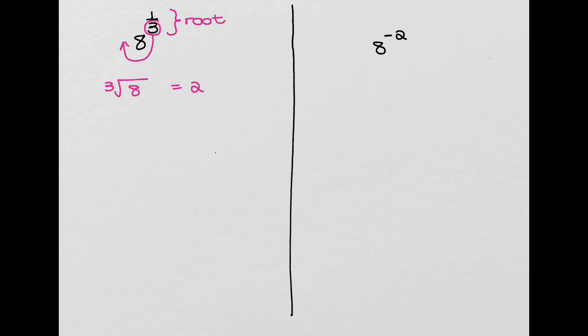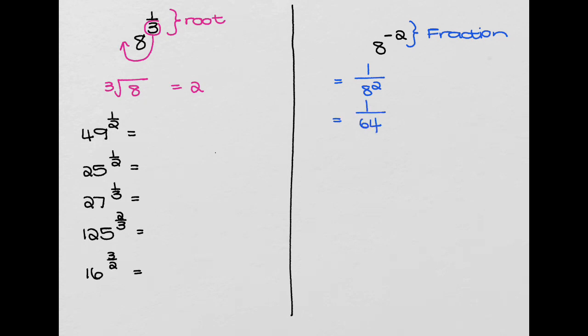Whereas on the other side, we've got a negative indice. And when you've got a negative indice, it turns into a fraction. I realize that's heavily confusing, but that's just how it is. I like to pretend that this negative becomes a line and then you've got a fraction, and that might help you remember it. But what you've got here is 1 over 8 squared. So instead of a power of negative, the power now becomes positive, and then 1 over 8 squared would be 1 over 64.